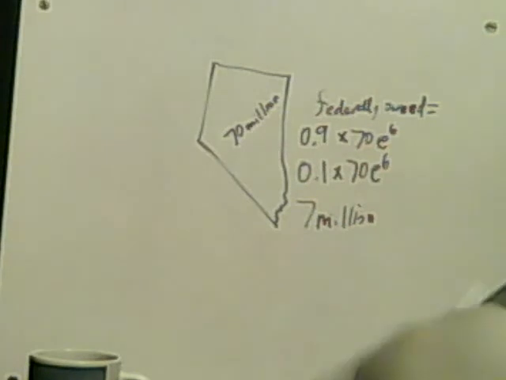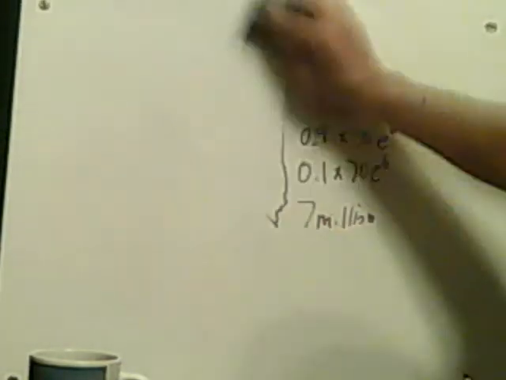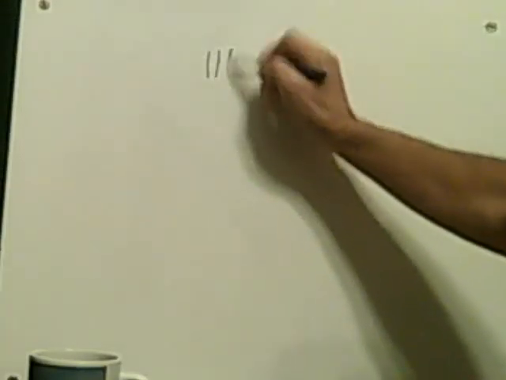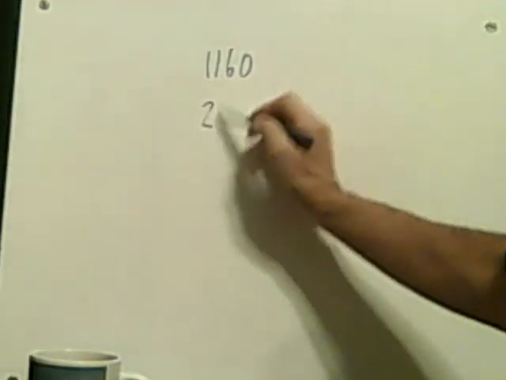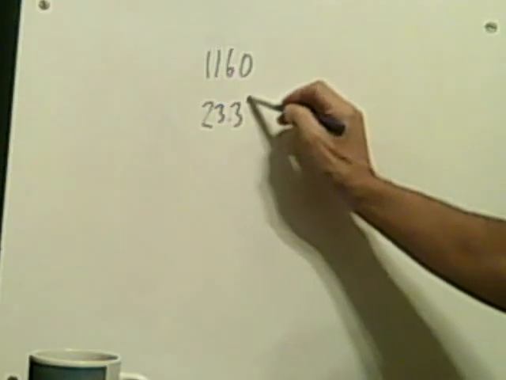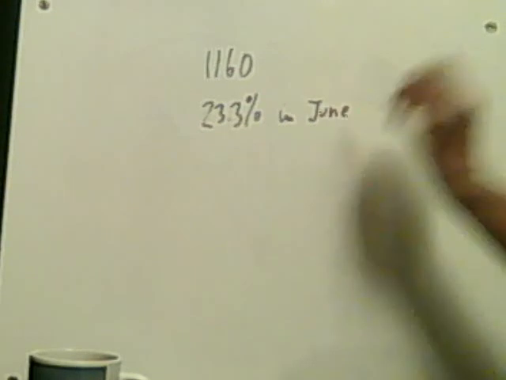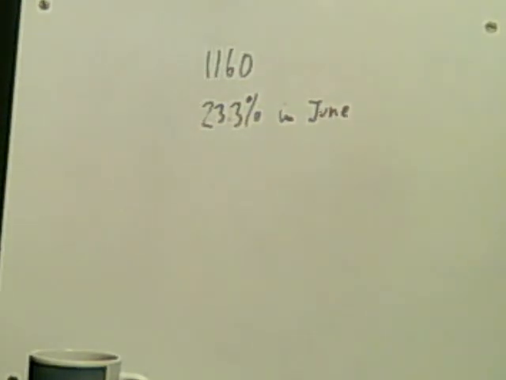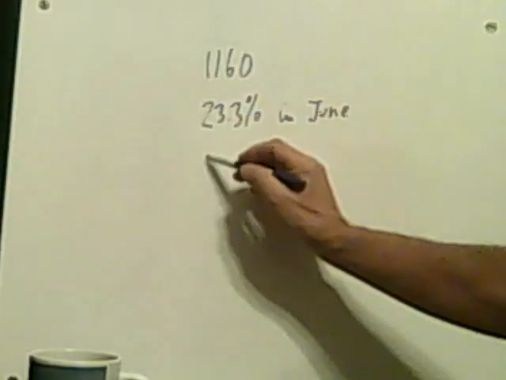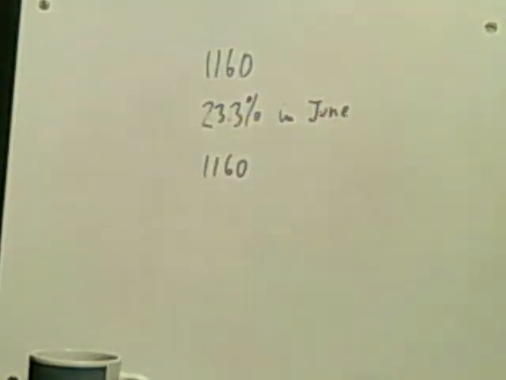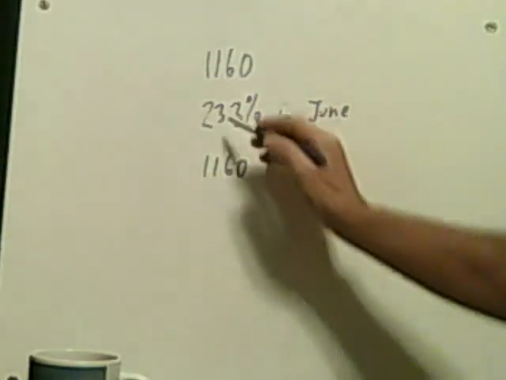Now we're going to go to number 18. Of the 1160 tornadoes that occurred in the United States during 2009, 23.3% occurred during the month of June. How many tornadoes occurred in the United States during June? And round to the nearest number. So this is just a matter of multiplying 1160 by 0.233 as a fraction.